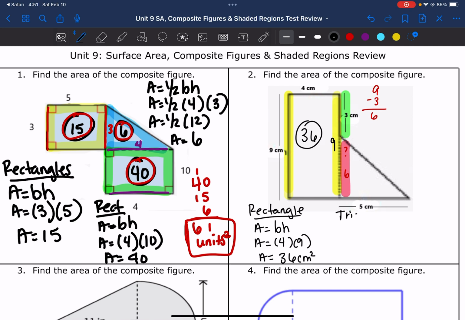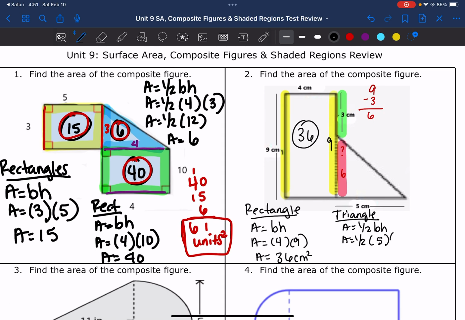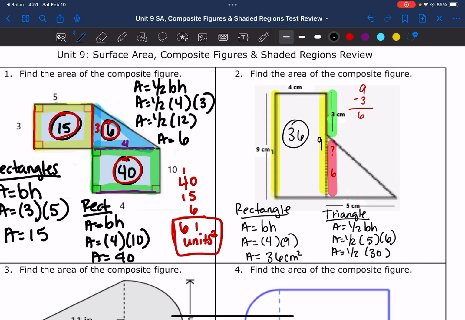Now let's find the area of the triangle. And that is going to be found by using the formula 1/2 base times height. Base is 5 and the height is 6. Now I know that 5 times 6 is 30. And then half of 30, I'm going to have to move it over here on this side. Half of 30 is going to be 15. So that means that this triangle has an area of 15 centimeters squared.